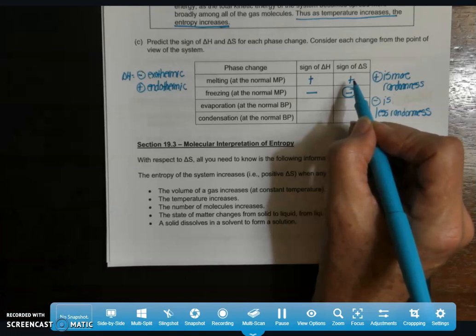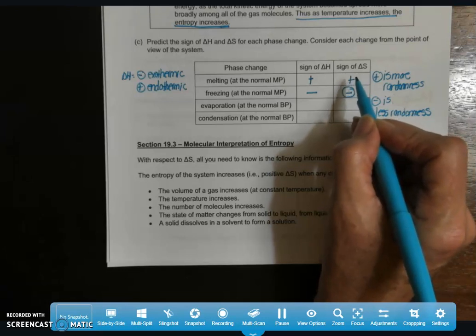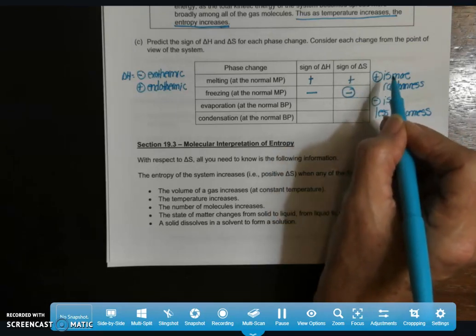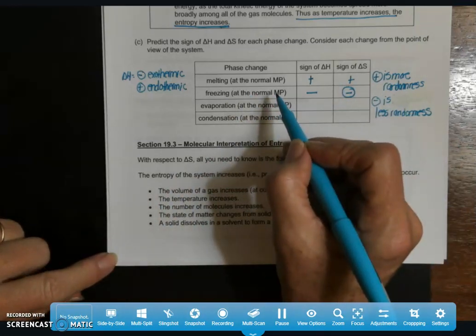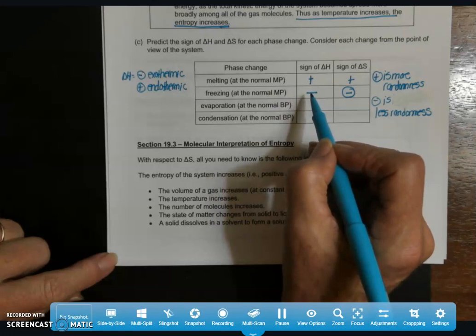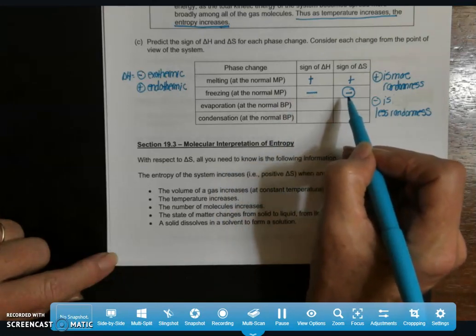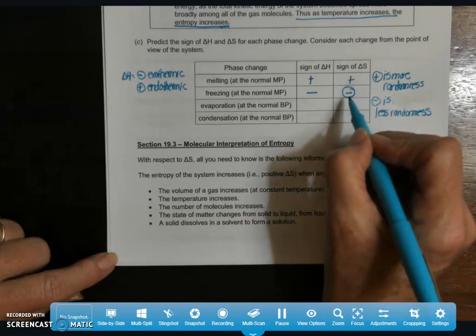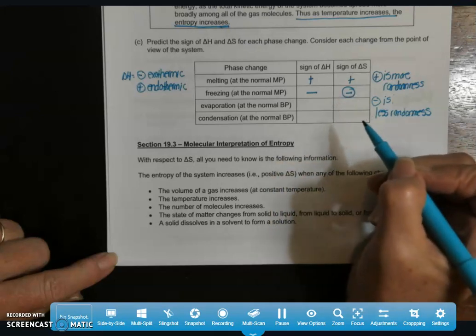And when I go up the cooling curve, if I melt, I'm going from a more ordered state to a less ordered state, because the liquid particles can move around more than they could in the solid. Therefore, it's more random, and that's positive. Freezing is going the opposite direction. I'm getting energy out, so it's an exothermic process. And in this case, I'm getting less random, or more order, so entropy is negative.